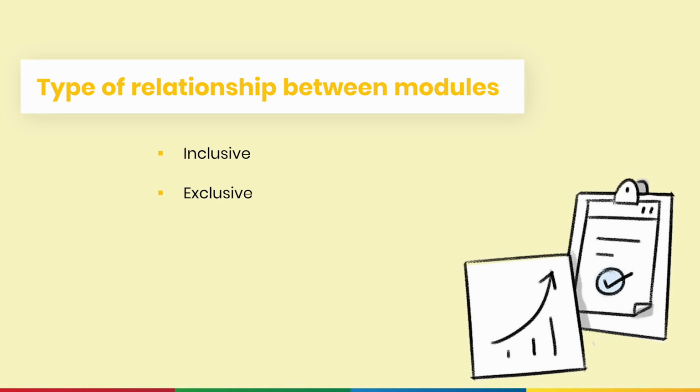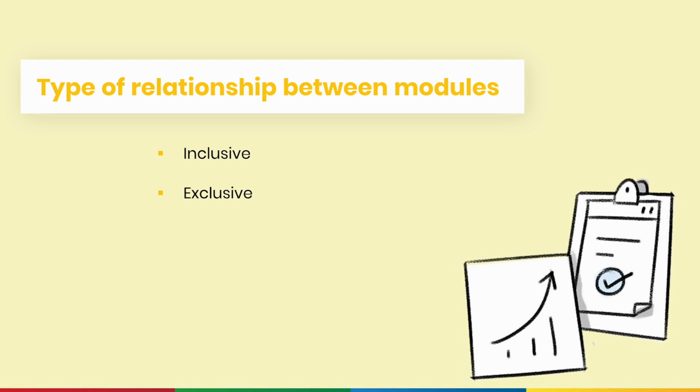An inclusive relationship will show all the records in the parent module, whether or not they have related data in the child module. For example, you can create a report which displays all accounts, whether or not they have deals associated with them.